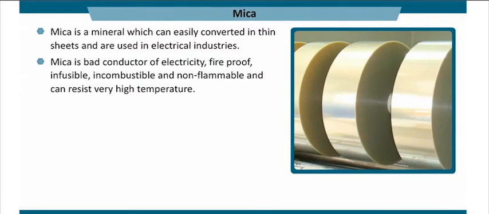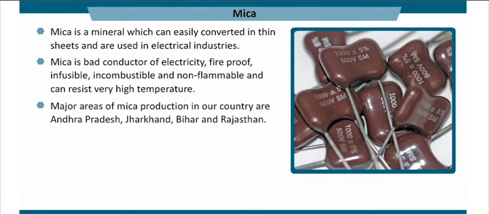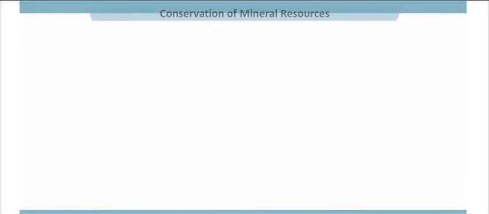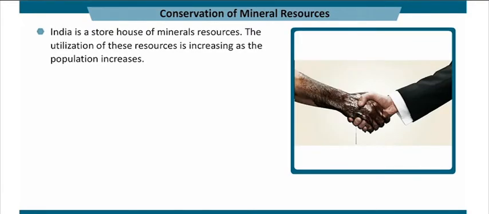Mica. Mica is a mineral which can easily be converted in thin sheets and are used in electrical industries. Mica is a bad conductor of electricity, fireproof, infusible, incombustible, and non-flammable and can resist very high temperature. Major areas of mica production in our country are Andhra Pradesh, Jharkhand, Bihar, and Rajasthan. Conservation of mineral resources. India is a storehouse of mineral resources. The utilization of these resources is increasing as the population increases. It will create an imbalance in the nature and shortage of minerals for our future.